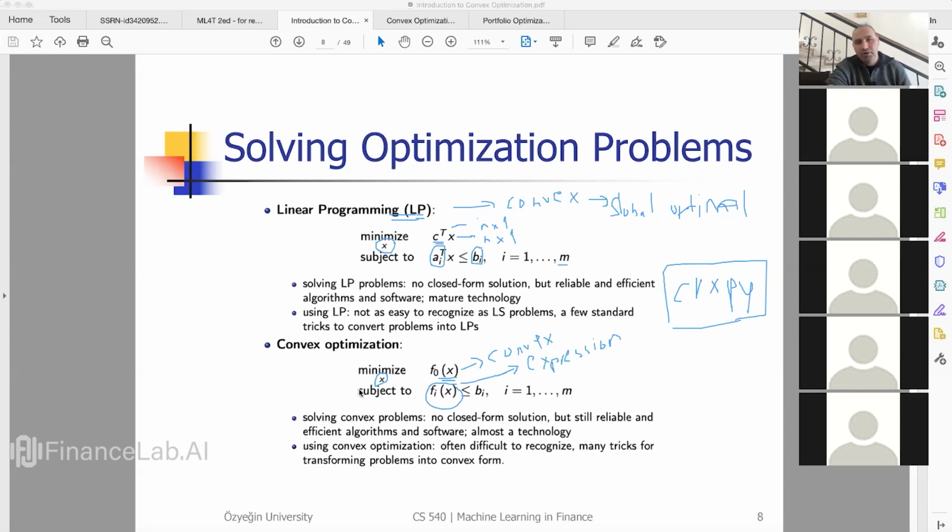Again, compared to least square problems and linear programming problems, convex optimization problems are more difficult to recognize. In this case, there are many tricks to transform the problems into convex form.